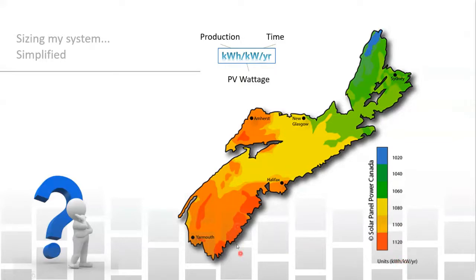If I had those 1,000 watts at my house, say down here in Liverpool, on average, how many kilowatt hours a year would those 1,000 watts produce? And that's what this is telling you. So down in the Liverpool area, you're going to average 1,120 kilowatt hours per year per 1,000 watts of solar installed.